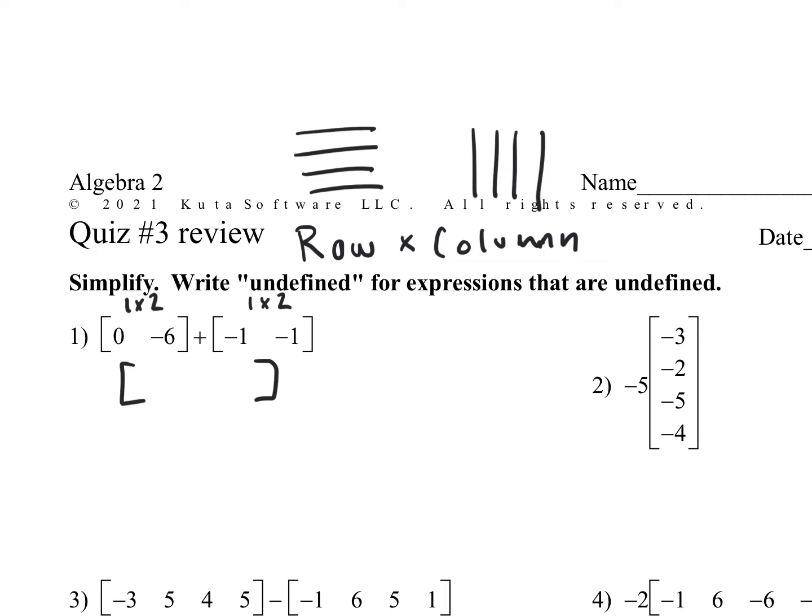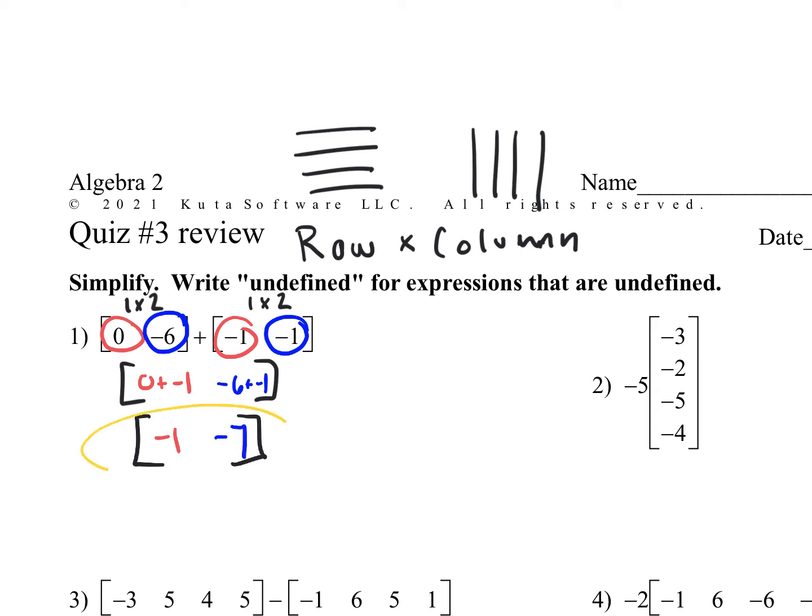So what do I need to add first? 0 plus negative 1. What's 0 plus negative 1? Negative 1. What do I add next? Negative 6 plus negative 1 would be what? Negative 7. So that's my answer.